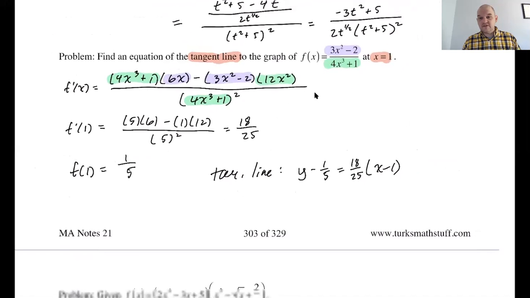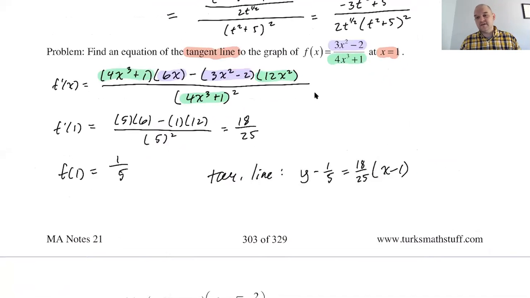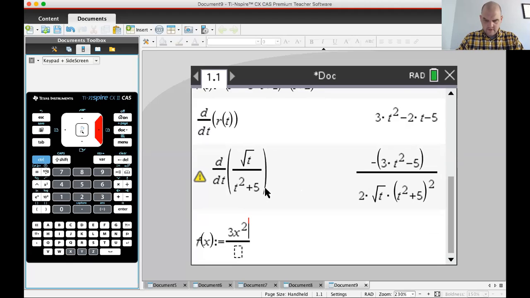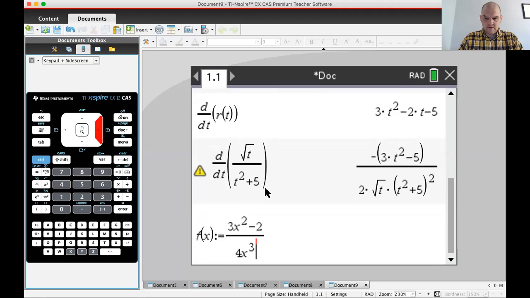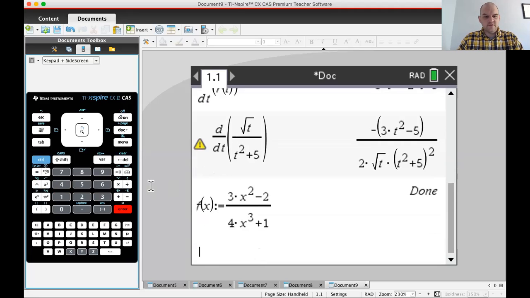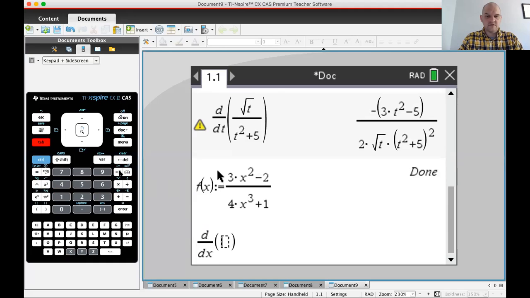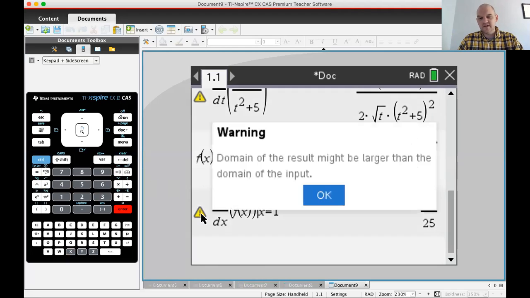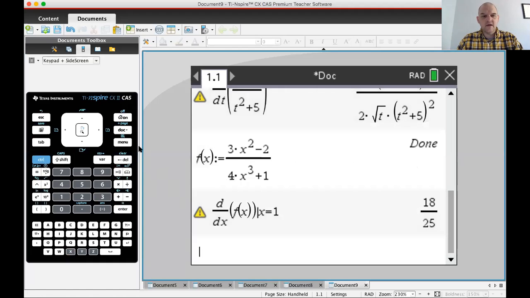All right, so is the right thing to do to check on the calculator? Yeah, it is. So here we go. Switch to the calculator. f of x is 3x squared minus 2 over 4x cubed plus 1. We need a derivative. So derivative with respect to x of f of x. With respect to x means x is the independent variable. We throw the function of x in there, and then I just needed x equals 1. I get 18/25. The warning says the domain of the result is probably bigger than the domain of the original. That's the warning you get all the time.